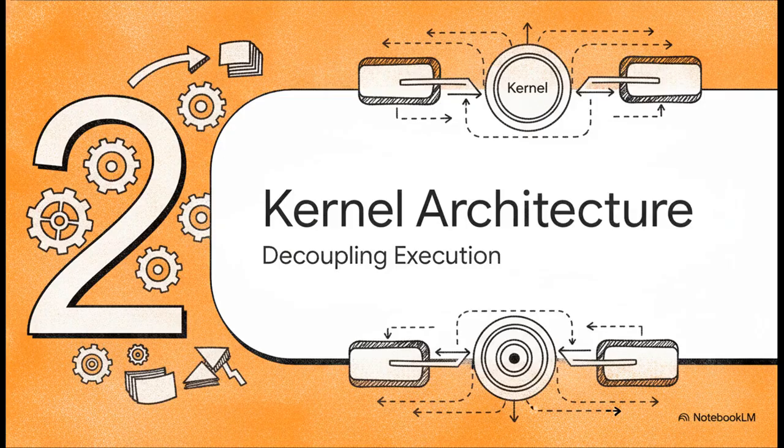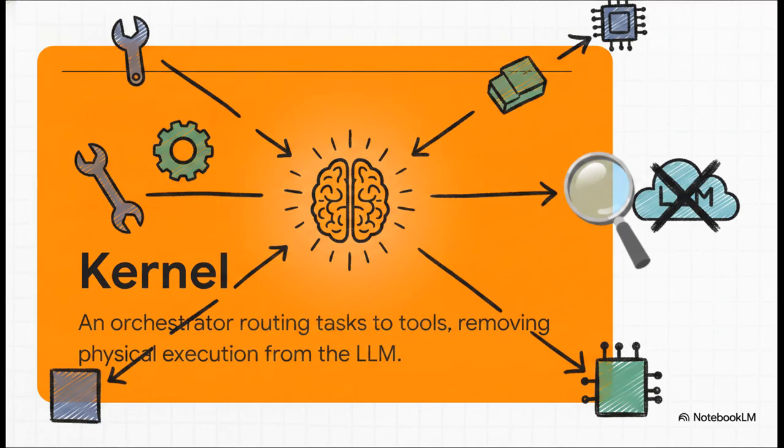Which brings us to part 2, kernel-based architecture. If the LLM isn't handling all that physical execution, who is? Well, that requires a completely different mindset. Instead of that monolithic bottleneck, you place a kernel right in the middle of your application to act as the central orchestrator. Think of the kernel like the head chef in a Michelin star kitchen.